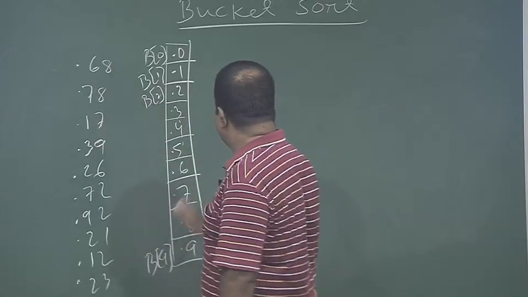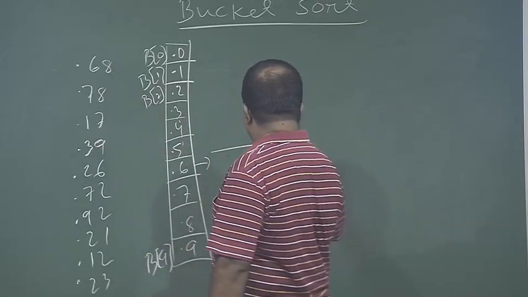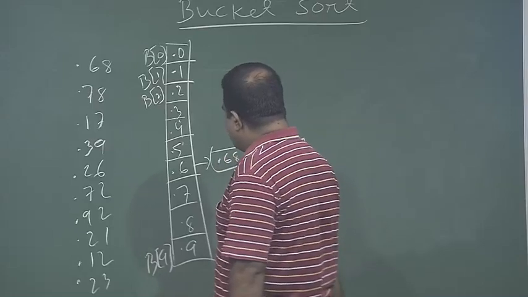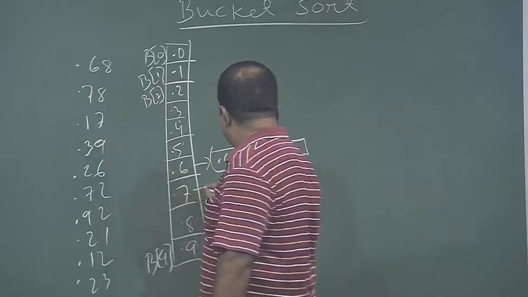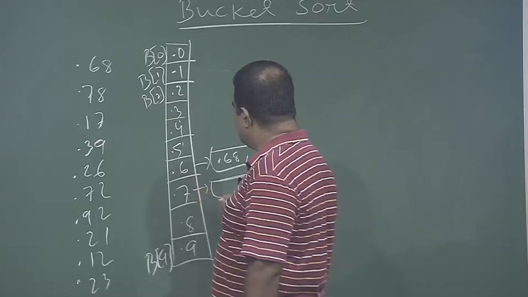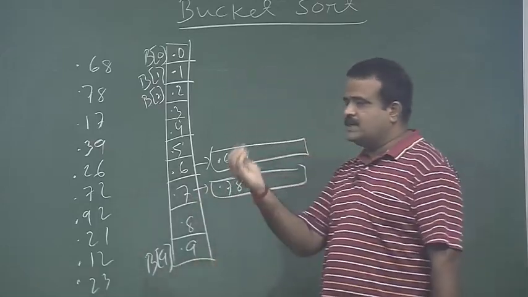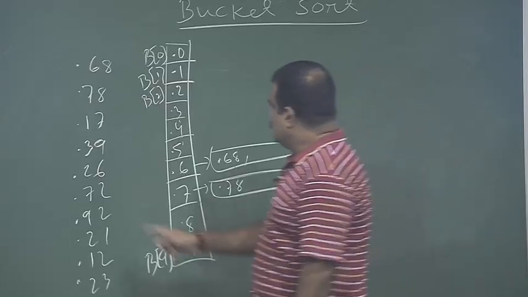So, this will go to the 6th bucket. So, we have this bucket. We will put 0.06 here, and then this will go to the 7th bucket, so 0.78 like this. We are filling the buckets: we check the element and throw it into the bucket.